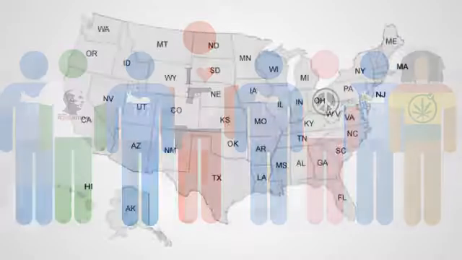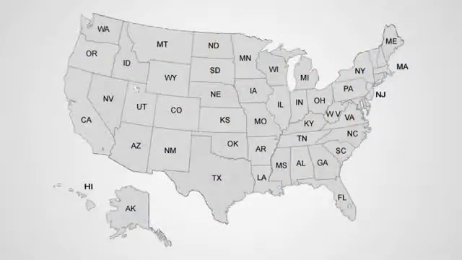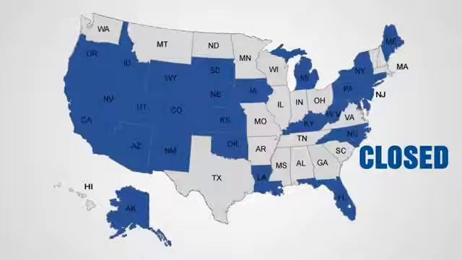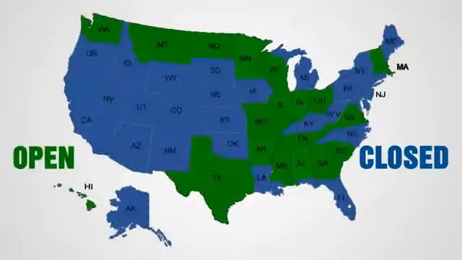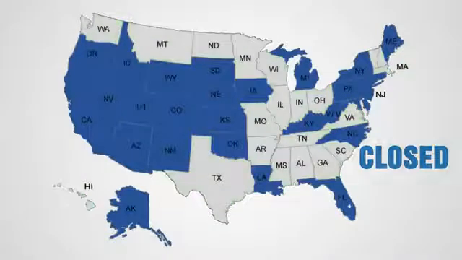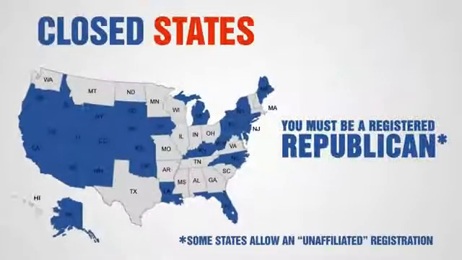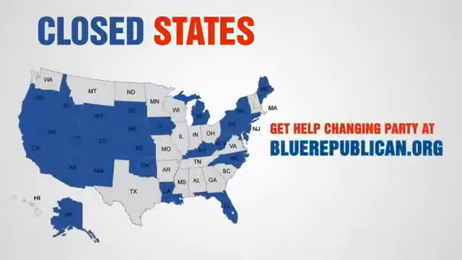Again, here's the list of states. If you live in one colored blue, you're in a closed state and must register Republican as soon as possible. If you live in one colored green, you do not, but don't forget to go to the primary or caucus on the right day. Finally, how do you go about changing your registration? In many states you can do it online. In others, it's a bit more tricky. You can find detailed information about registering Republican in your state on the bluerepublican.org page.